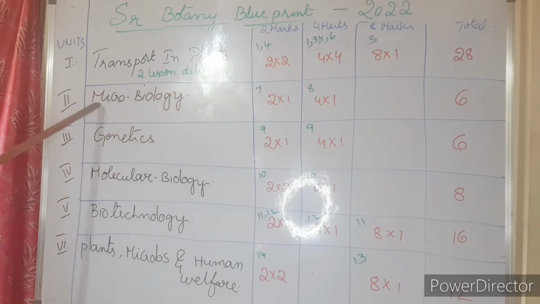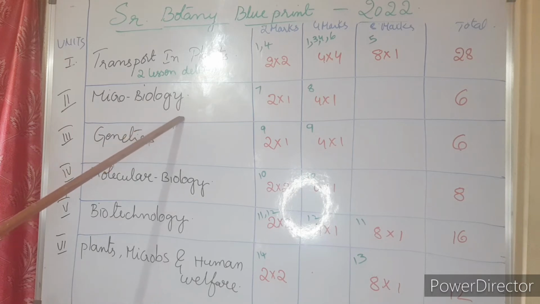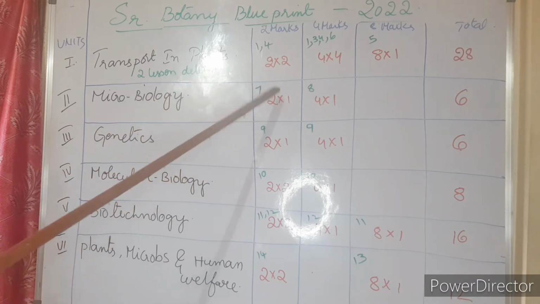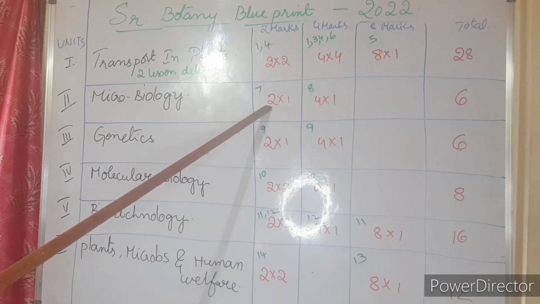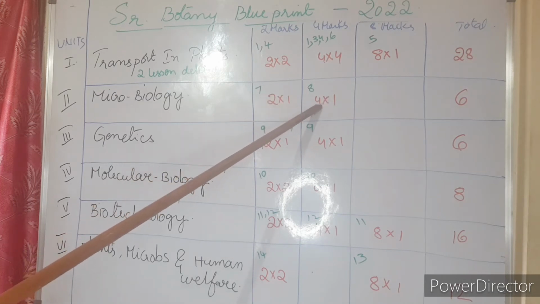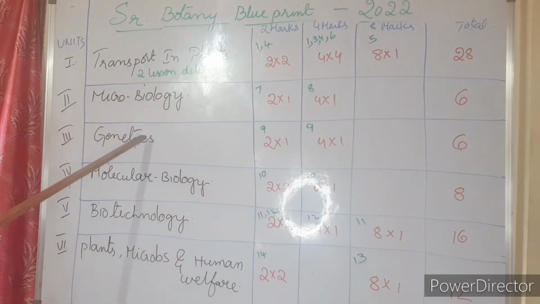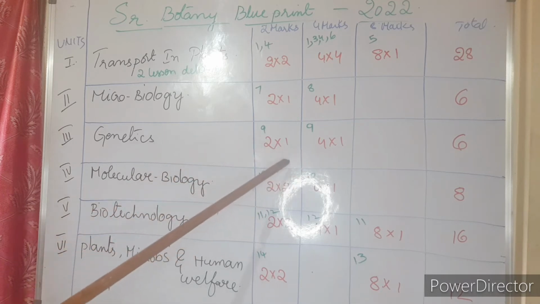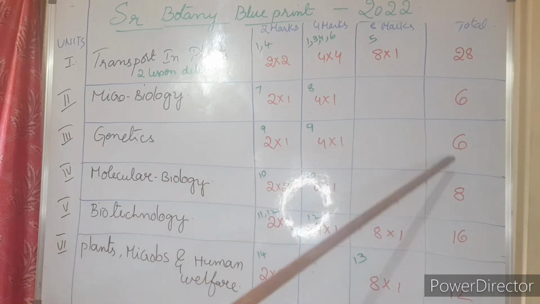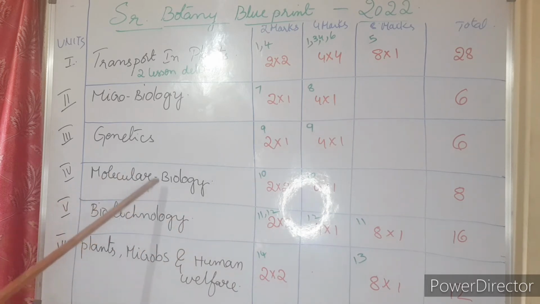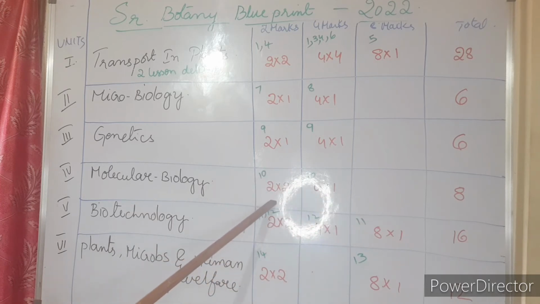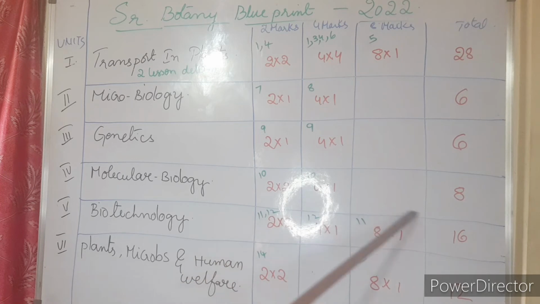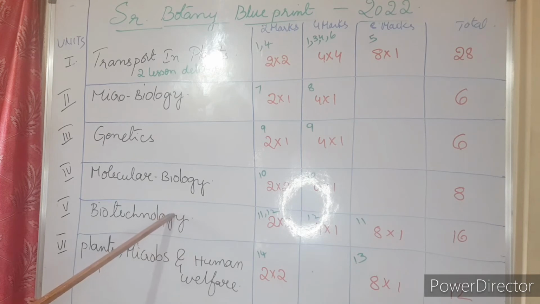Coming to the second unit, we have microbiology. In microbiology, chapters 7 and 8 are there. From the 7th chapter we are getting 1 2 mark question, and from the 8th 1 4 mark question. So total 6 marks. In the genetics unit we have the 9th chapter. From the 9th only we are getting 1 2 mark question and 1 4 mark question. So total 6. In molecular biology, we have the 10th chapter. From that we are getting 2 mark questions and 1 4 mark question. So total 8 marks. And coming to biotechnology, chapters 11 and 12 are there in this unit.